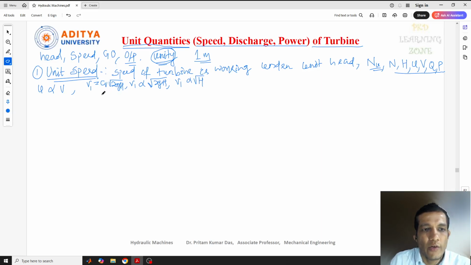Similarly, we have another equation. If you remember the flow velocity, speed ratio and flow ratio, in that terminology we can write it in this way.